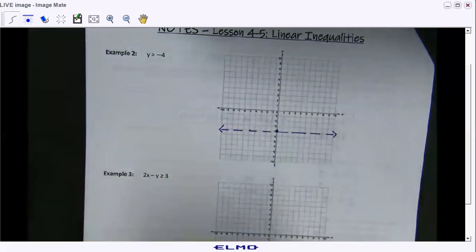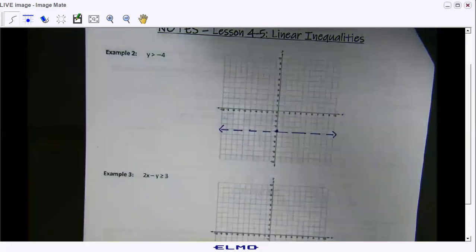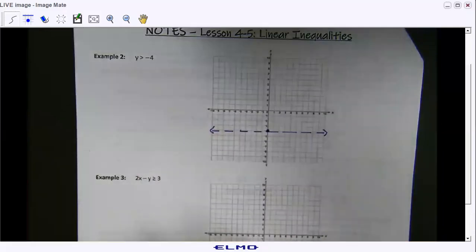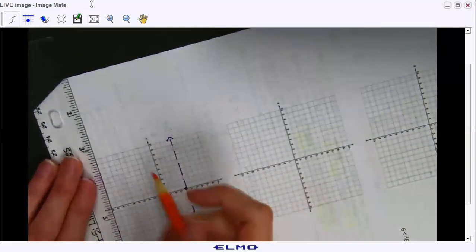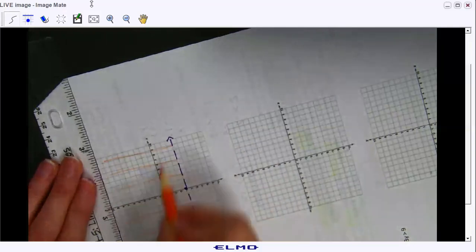And now we need to figure out if we're going to shade above or below the line. So somebody read this inequality to me. y is greater. So if y is greater, are we going to shade above or below? Above. Above, you get higher, right? So we're going to shade above. So I'm just going to turn this. Again, you could just draw lines like this. This tells me that you want to shade everything above that line.